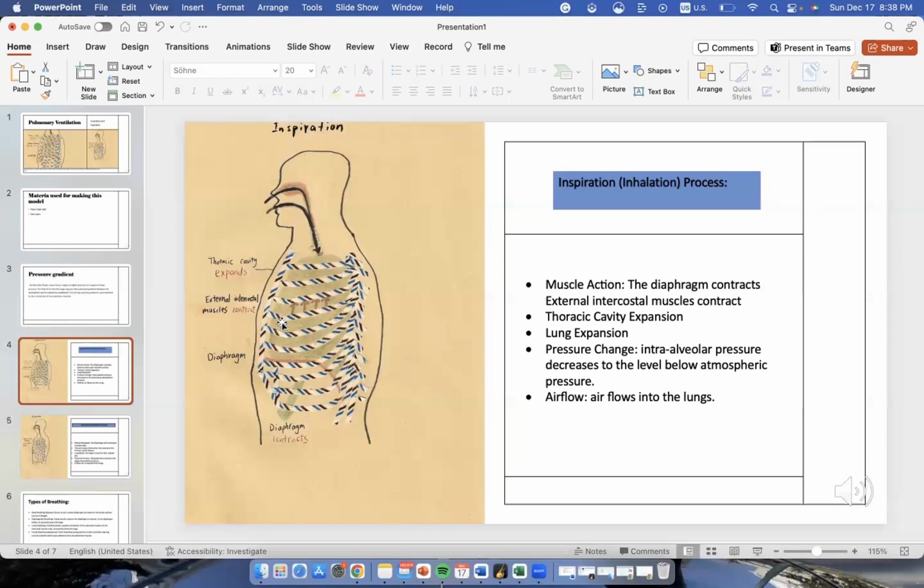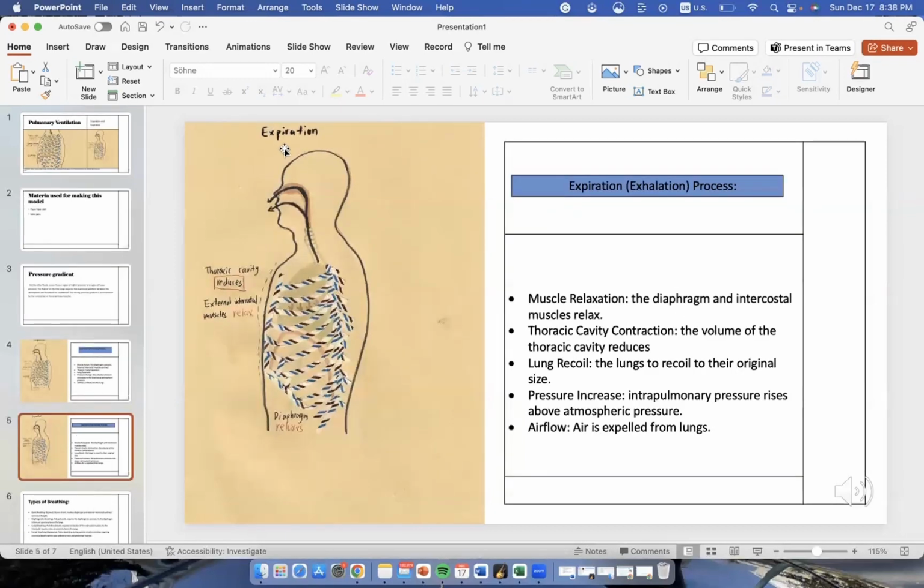Then the pressure gradient is created. The pressure changes. The expansion of the lungs decreases the intra-alveolar pressure to a level below the atmospheric pressure, and the air flows into the lungs because of the pressure gradient.